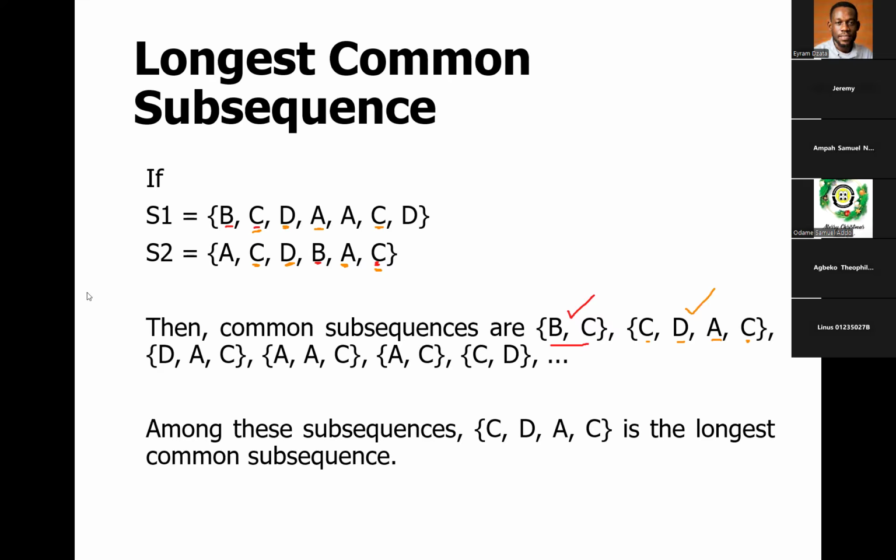Then let's go to the next one. We have DAC. We check for S1: D is here, there's A, we can choose this A, and then C. So it's a subsequence of S1. Let's check S2. We have D here, there's A here, and then there's C here. So this is also a common subsequence.